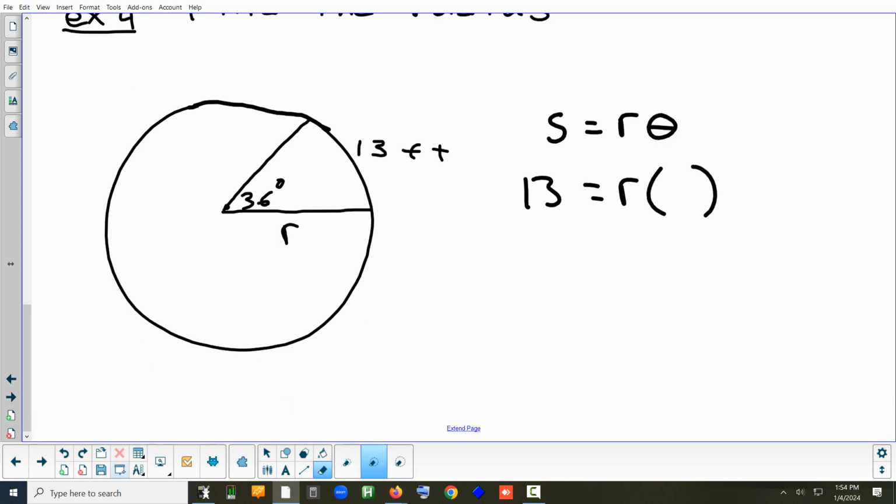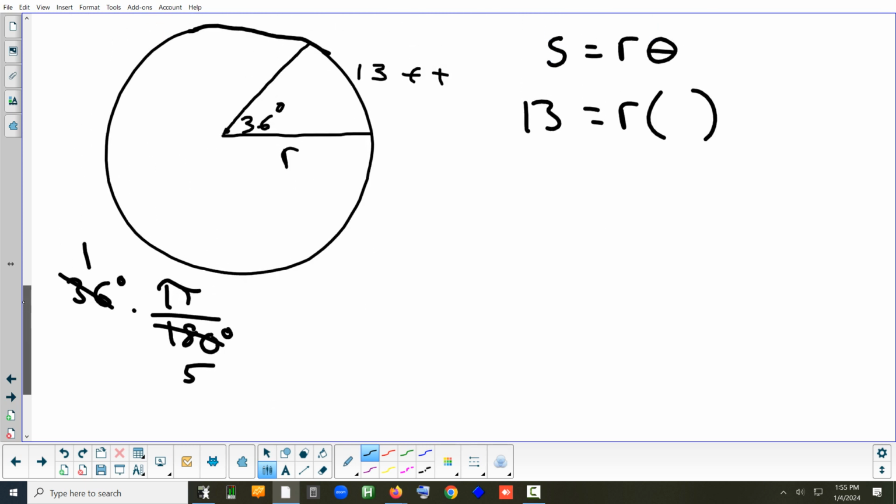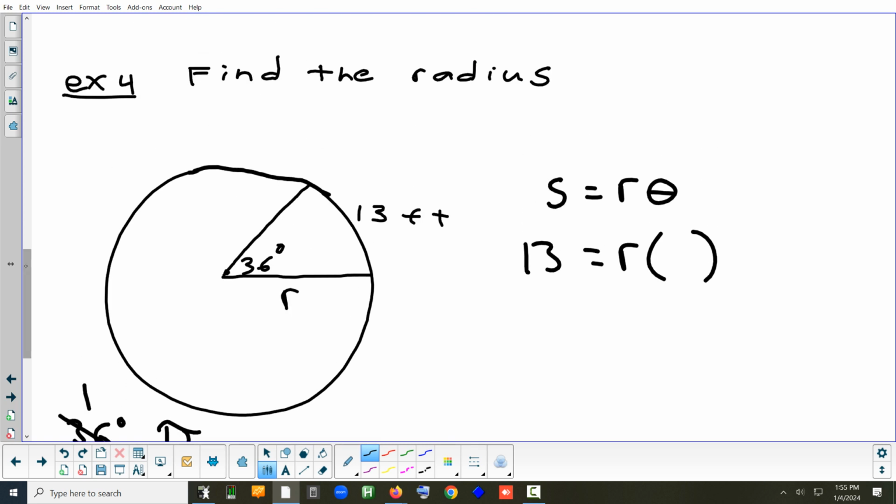Okay, so how do we convert that to radians? Multiply it by pi over 180. And does anybody see what both of those are divisible by? 36. They are both divisible by 36. 36 times 5. So what is 36 degrees? Pi over 5. Yep.